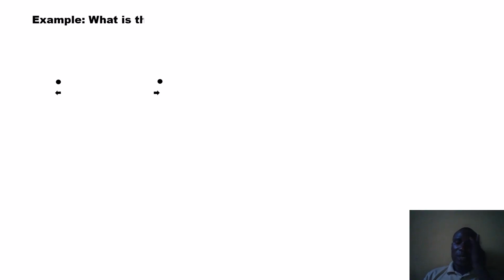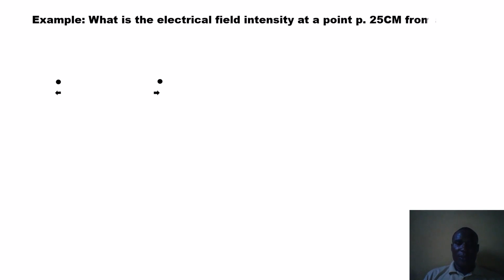Now, let us quickly look at one example. Let us look at an example. In this example, what is the electric field intensity at a point P? The point P is 25 centimeters from a charge equal to 80 nanocoulomb.